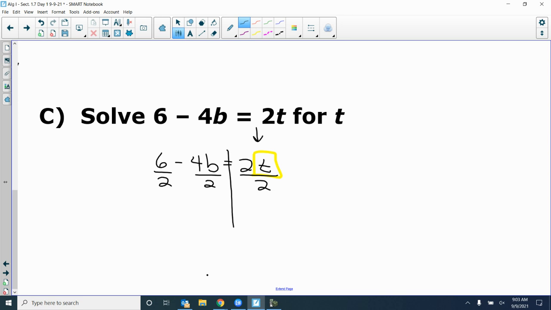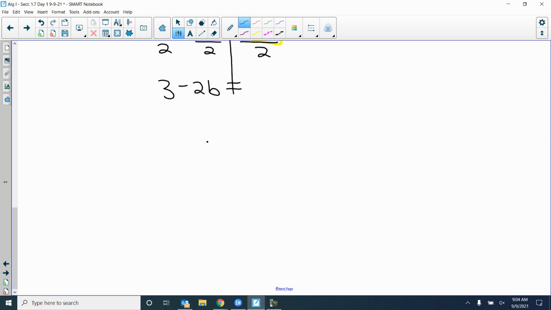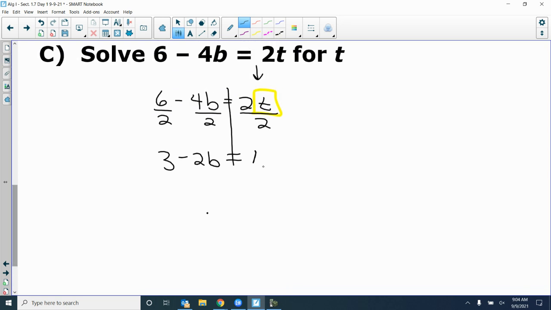Now, is 6 divisible by 2? They're both numbers, right? What do they equal? 3. So that equals 3. This has a b in it. Can anybody tell me what 4b over 2 is going to end up equaling? Negative 2b. Good. 4 divided by 2 is 2, and then that b has to stay. It doesn't go away. Equals... Mason, what's it going to equal? What's left over on that right-hand side? Just t. Normally, if I get a variable by itself, we like to write that variable first. So I'm just going to rewrite my final answer as t equals 3 minus 2b.